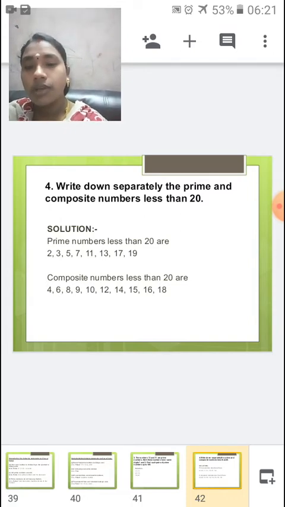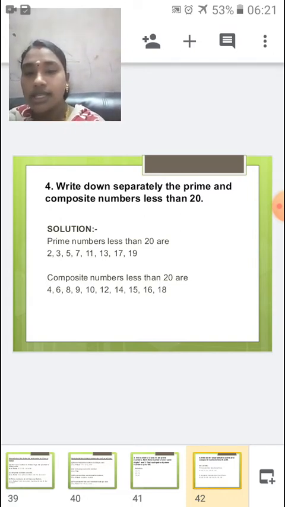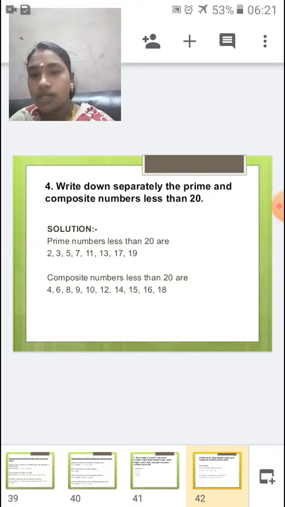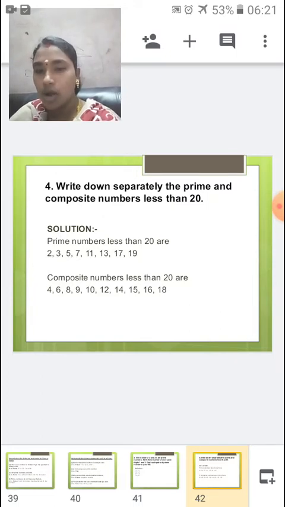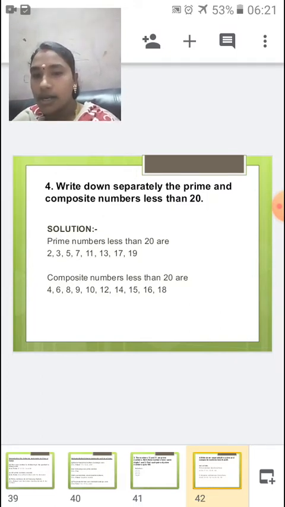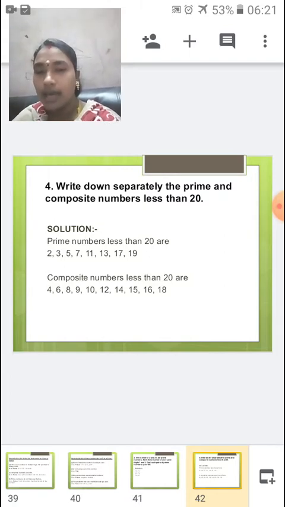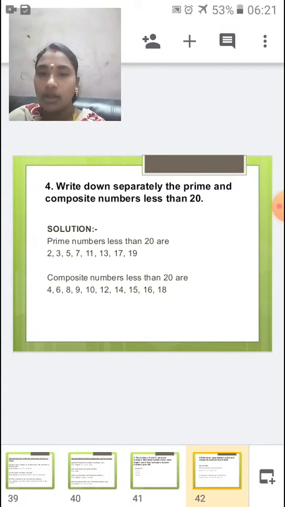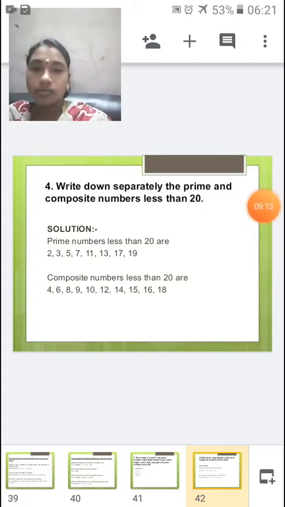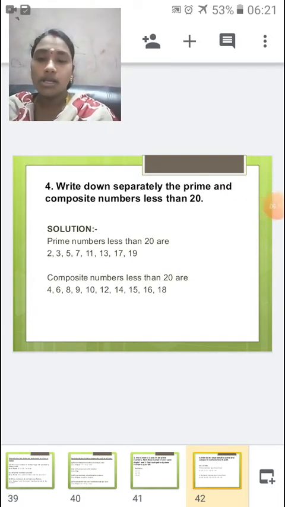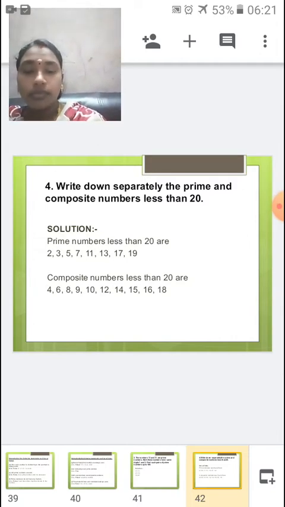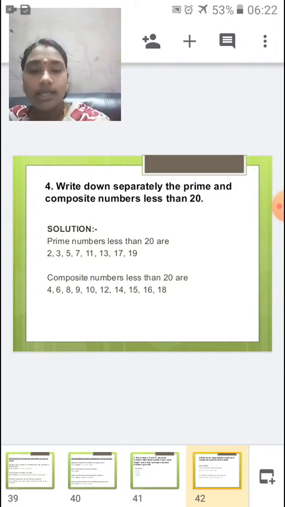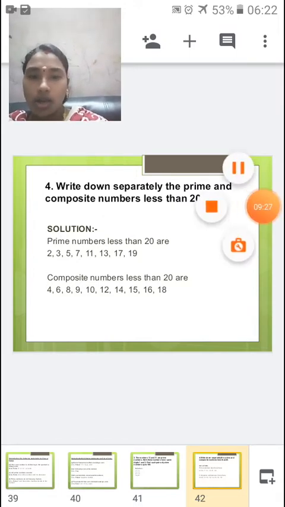Okay, children. When you combine these two sets of numbers, you can see that there is a sequence here. 2 and 3 are prime numbers. After 3 comes 4, which is a composite number. 5 is a prime number. 6 is a composite number. So you will have all the numbers from 2 to 19. In this way you can see that the numbers are either prime or composite. They cannot be left out.